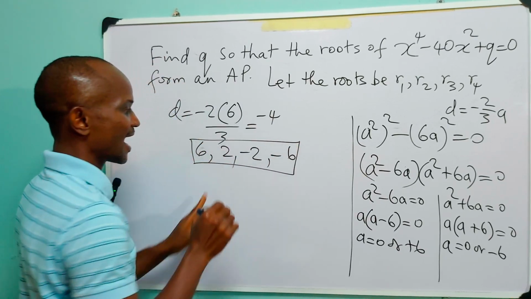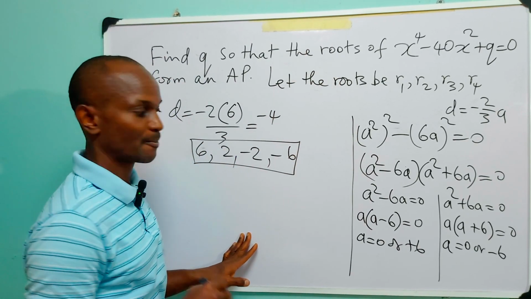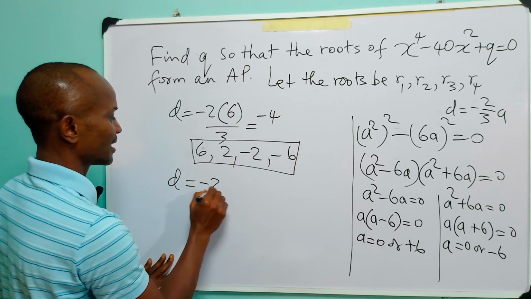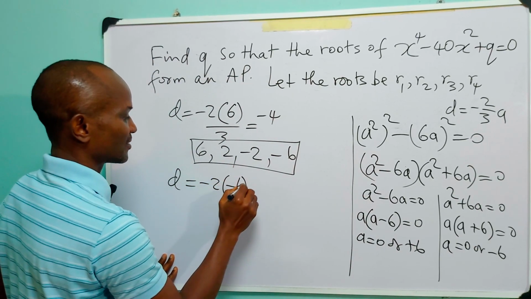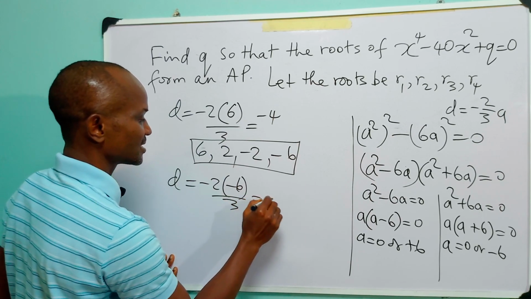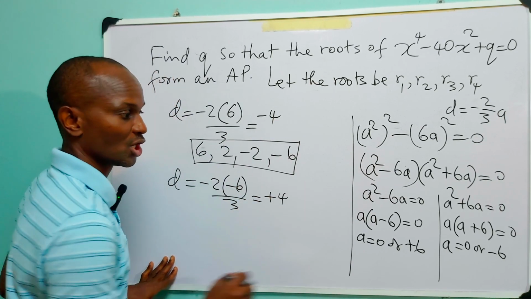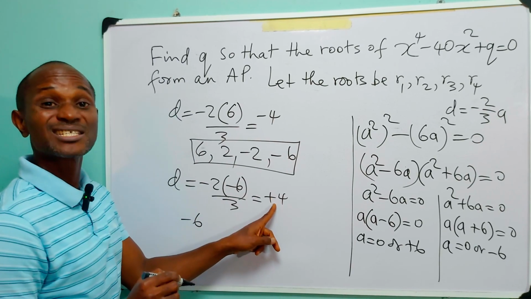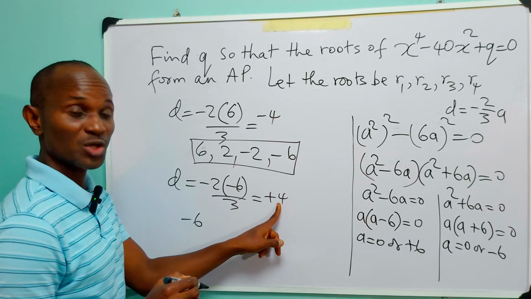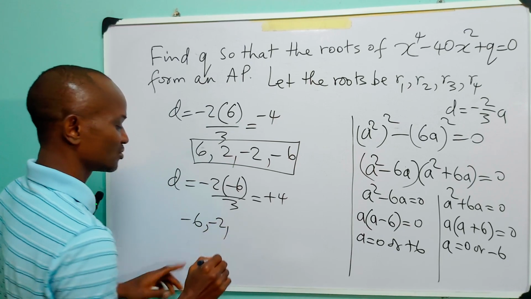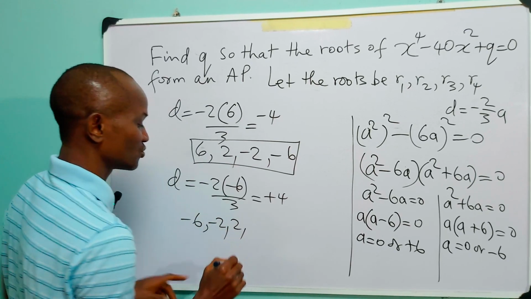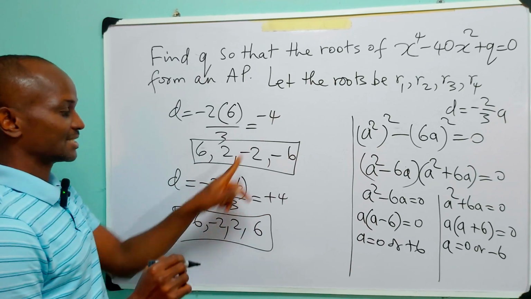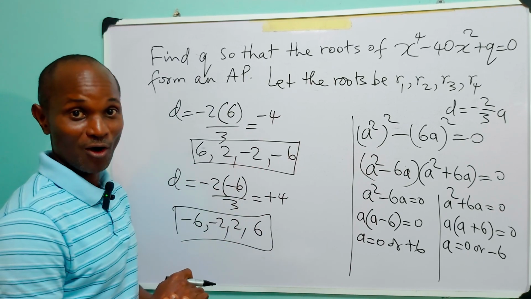So these are the four roots of the equation. And when a is equal to minus 6, we have d is equal to minus 2 into minus 6 over 3, and this is equal to plus 4. So we have a as minus 6. Remember, this is the common difference. Minus 6 plus 4, minus 2, plus 4, 2, plus 4, 6. So we have the same set of roots.